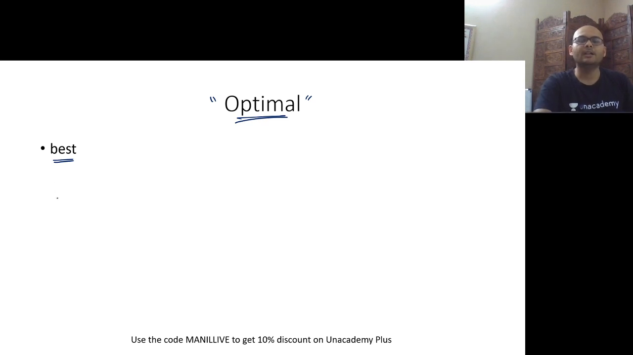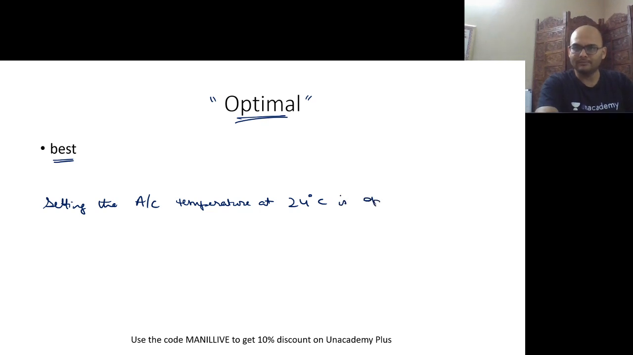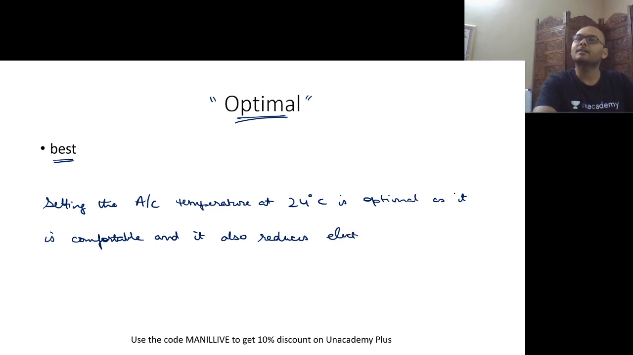So for example, setting the AC temperature at 24 degrees Celsius is optimal, as it is comfortable and it also reduces electricity consumption.